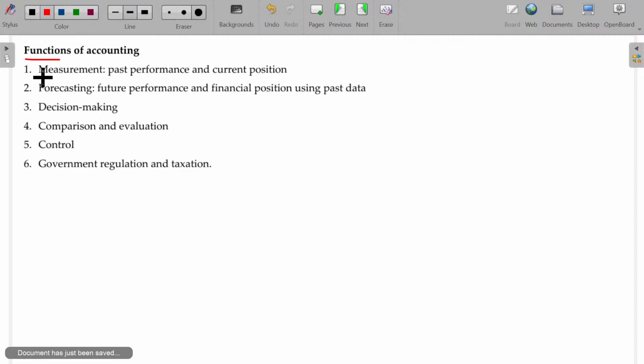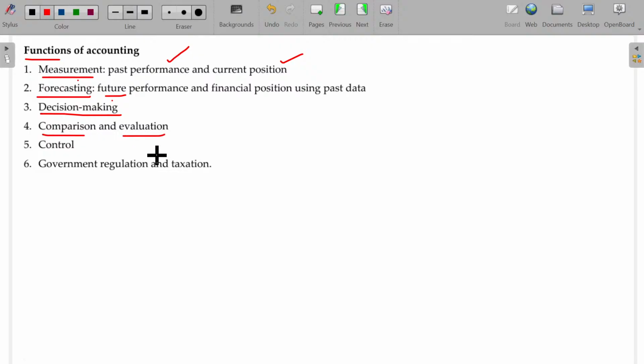And main functions of accounting. Okay, main functions: measurement, forecasting. Measurement is nothing but measuring what the company did in the past as well as current. Forecasting is nothing but the future. So based on the future expectation, you can plan to expand your business or downsize your business. So your subsequent year's decision is based on the previous year's result.